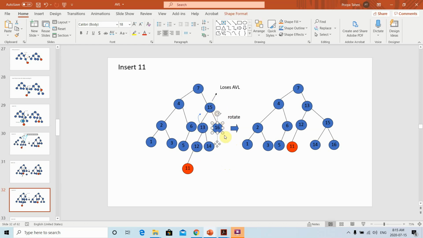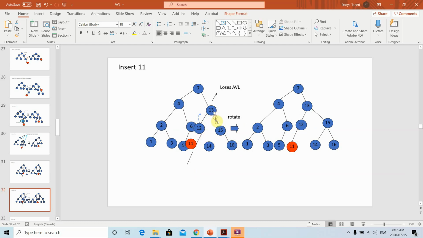So 15 is going to move down towards the right, and 16 is also going to move down here. So this is what we have. Okay. 13, it's going to go up. 12, it's going to go up. 11, it's going to go up. What's going to happen to 14?